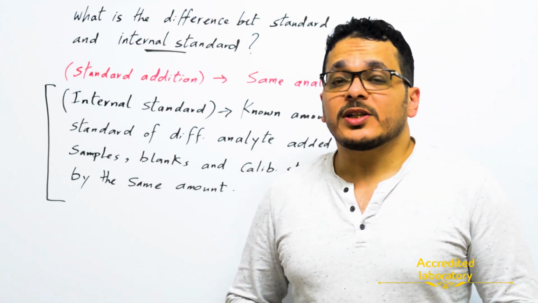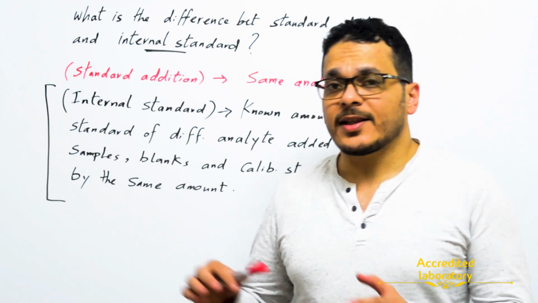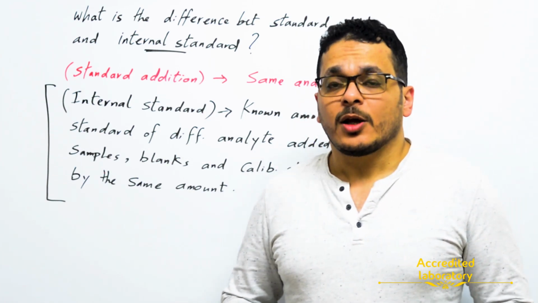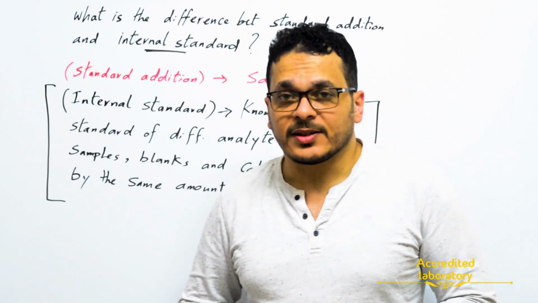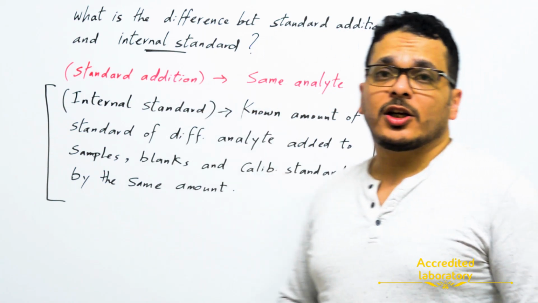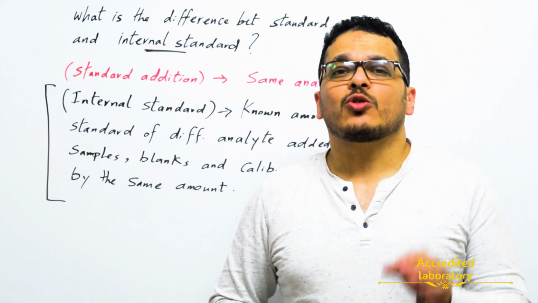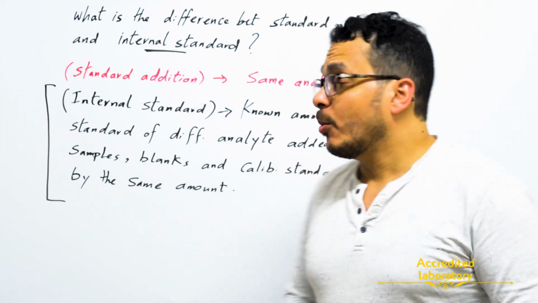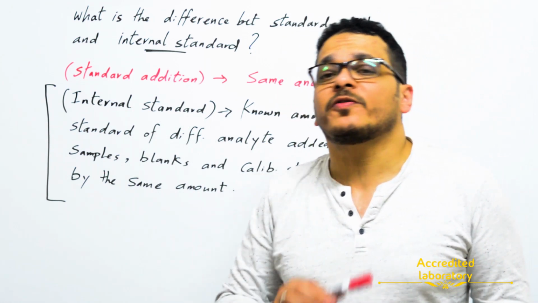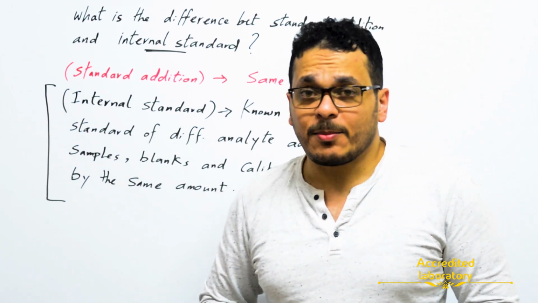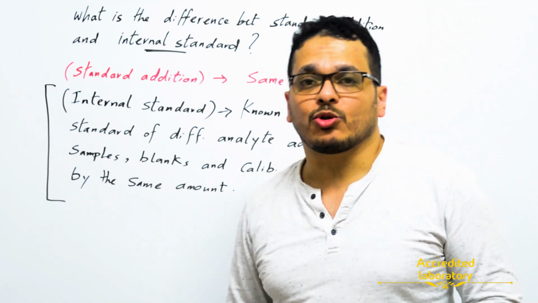Now the main subject of this lecture, which is internal standard, and we want to know the difference between standard addition and internal standard. Both of them are used to quantify the concentration of unknown target analyte in the sample. But in standard addition, you add a known amount or concentration of a standard of the same analyte to the sample. In internal standard, you add a known concentration of a standard of a different analyte to the sample, blank, and calibration standards, but by the same amount to all of them.